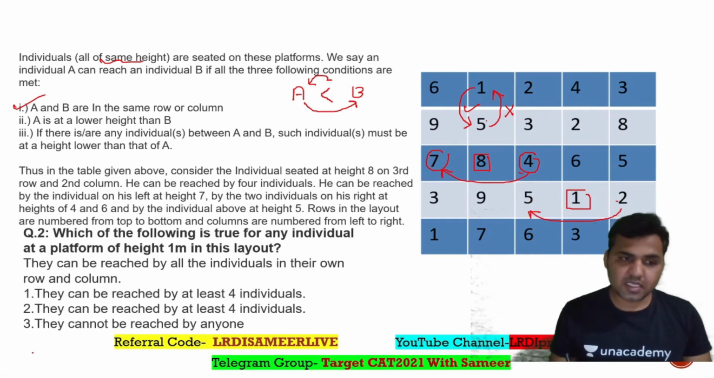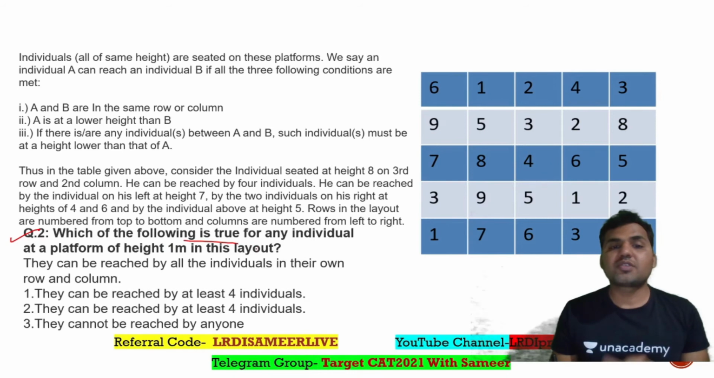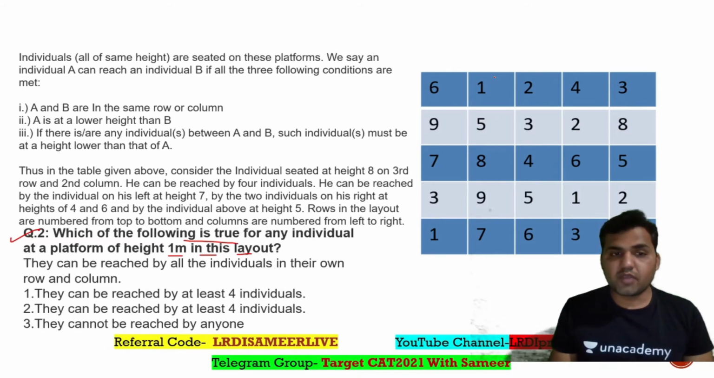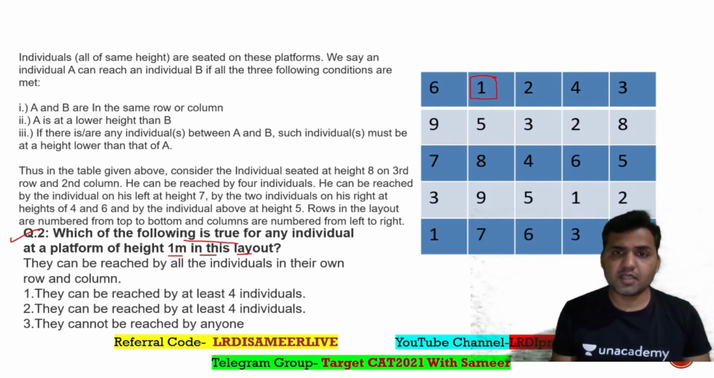So based on these basic instructions, we are supposed to find out the answer to question number 2. It says which of the following is true for any individual at a platform of height 1 meter in this layout. If I'm looking for a person who is present at a 1 meter height platform, then you see that they can be reached by all the individuals in their row and column.